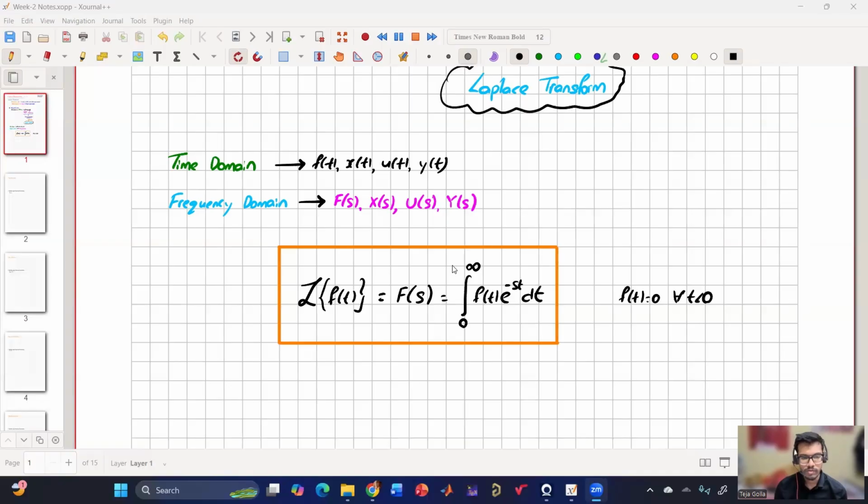So whatever time domain expression that we have, that we are representing as f of t, and if we apply the Laplace, which is this integral 0 to infinity into e to the power minus st, then we'll get into the frequency domain.